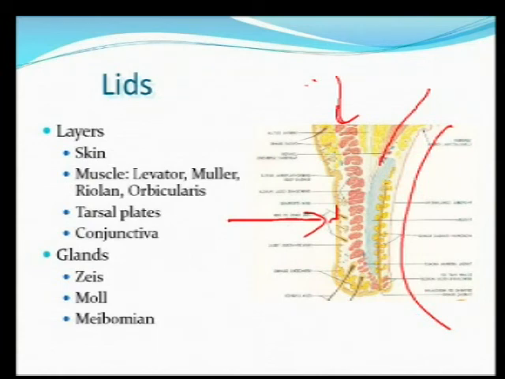And then finally, muscle-wise, there is a modified area of the muscle right here known as the muscle of Riolan. What that does is it helps keep the lid margin tightly against the eye. Remembering that the lids work like a squeegee to uniformly distribute your tear film. And so if they're not tight to the eye, you don't get a very good spreading of the tears.